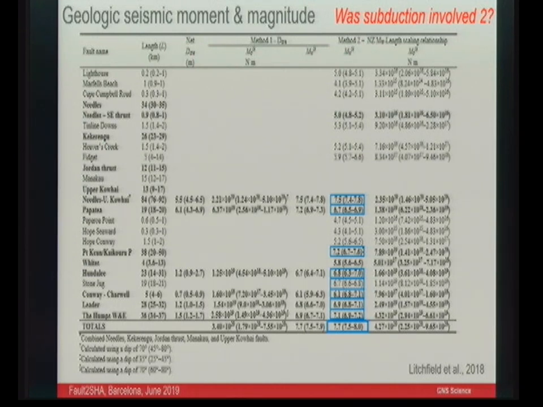From the geology, we would see a best estimate of 7.7 within a range of 7.5 to 8 based on surface faulting alone. So we don't really see, from a geologic point of view, much of a need for a subduction zone. But we do need to explain where the thrust component came from.